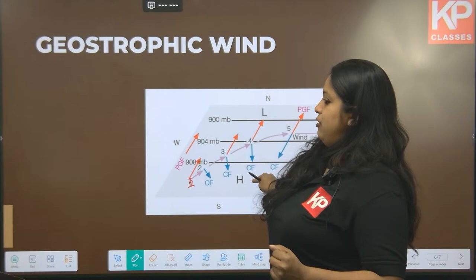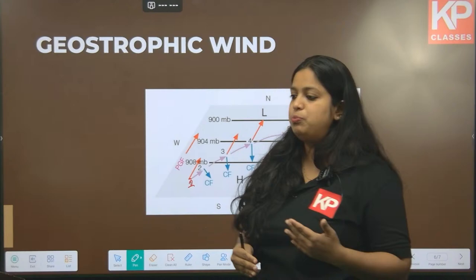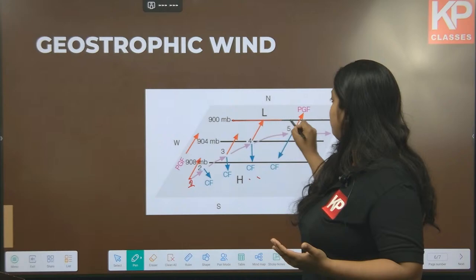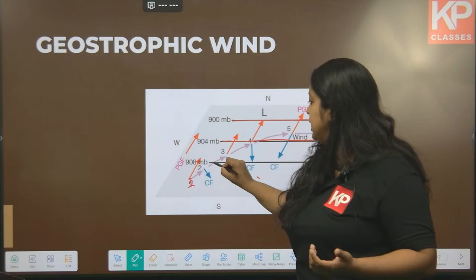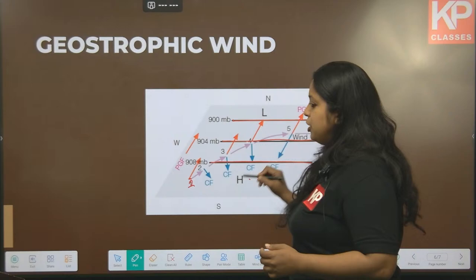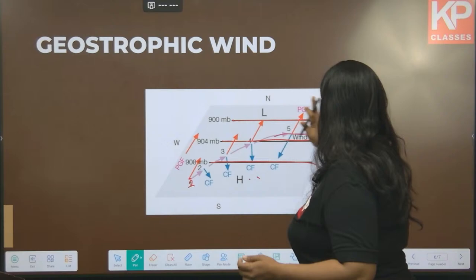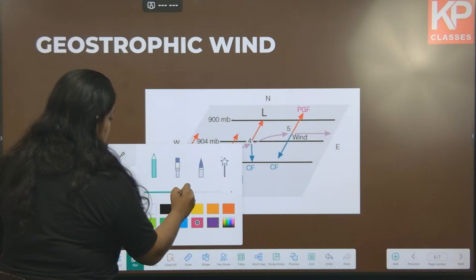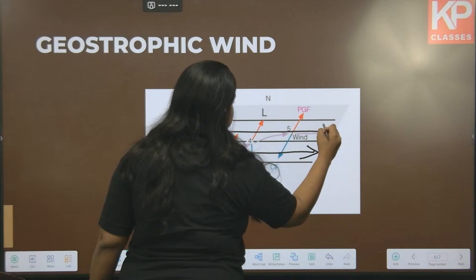So when the wind is aloft in the upper level chart, wind blows more or less parallel to the isobar. This is the isobar of 900 millibar, this is 904 millibar, and this is 908 millibar. Actually, wind moves in this particular direction. This is the direction of wind.